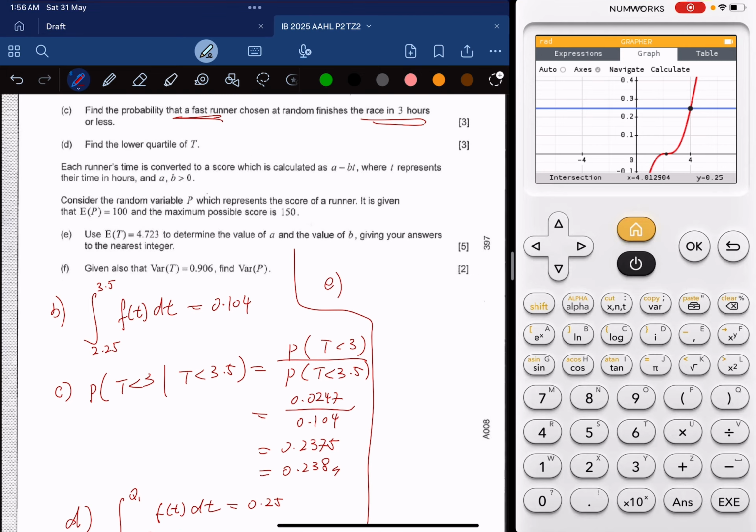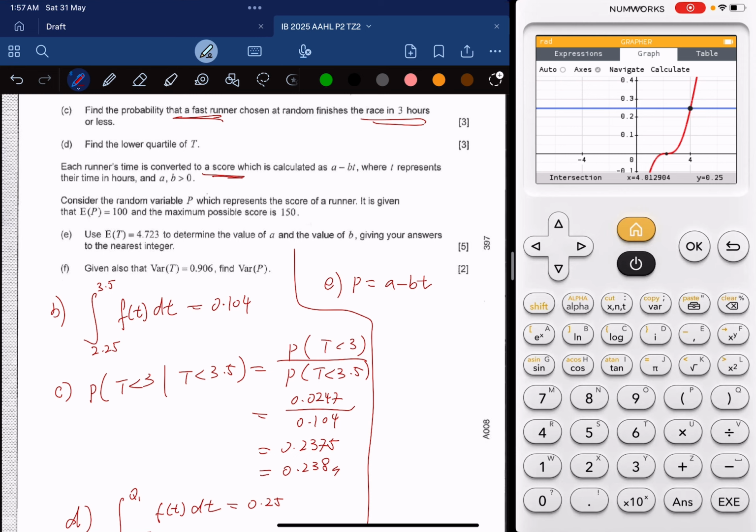Part E will be a 5 marker. Each runner's time is converted to a score by calculating A minus BT, where T is time in hours and A and B are constants bigger than 0. Consider random variable P representing a score. So we know that P equals A minus BT because this is the score. It's given that E(P) is 100, and the maximum possible score is 150. Use E(T), which is 4.723, to determine A and B, and the value of B. Give an answer to the nearest integers.